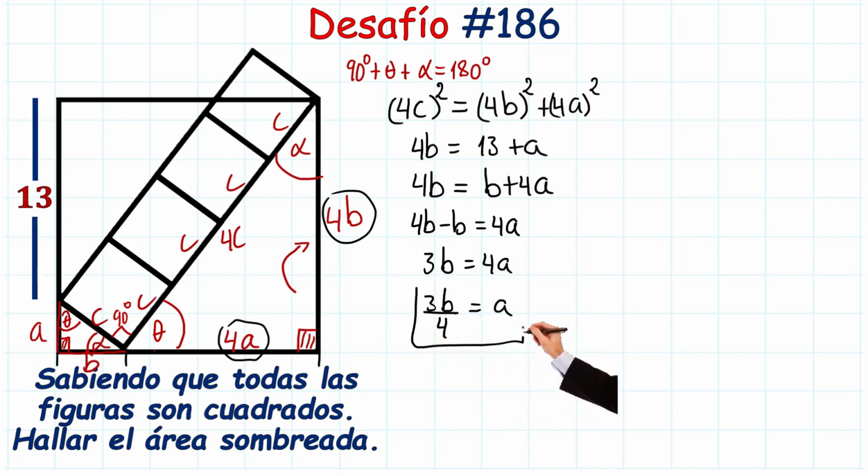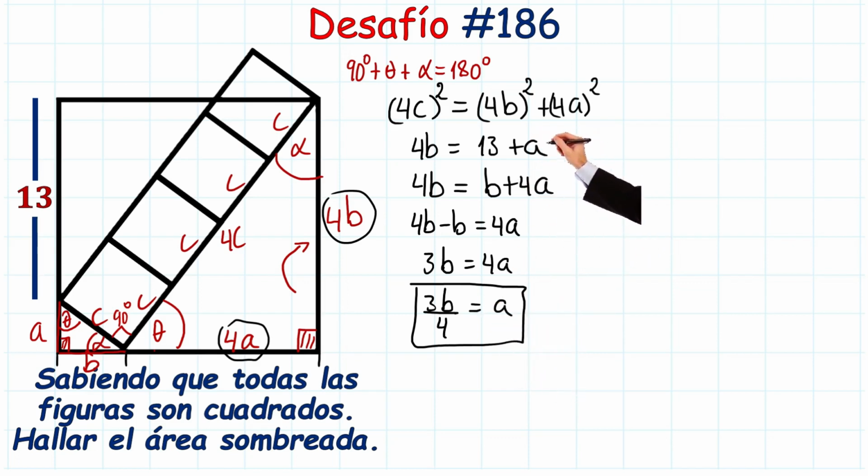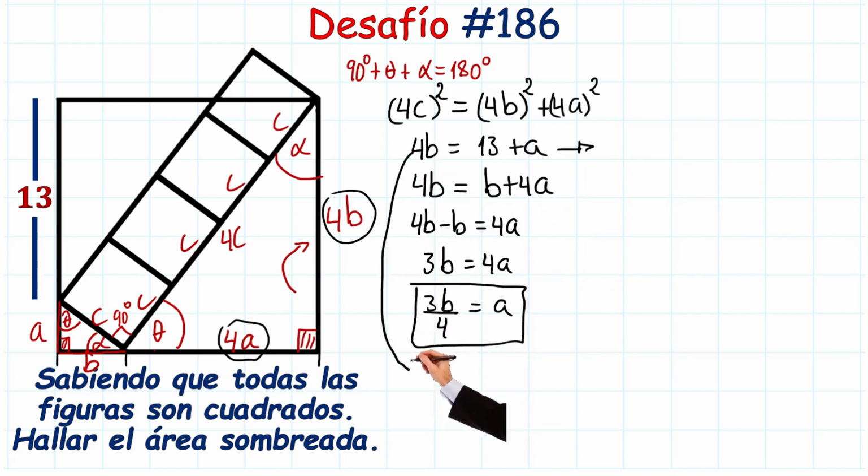Fantastic. We've got it. Now we have an equation with just 2 variables that we can substitute into either of these other 2 equations. We can substitute it in this equation here. Notice this one here. So wherever we have A, we are going to put 3B/4. So how does this leave us? Let's put it down here. Pay attention to this from here. I'm going to put it here.